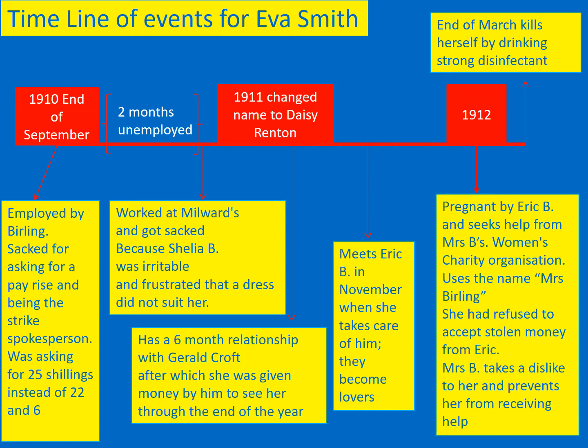So I would like you to copy this timeline of events for Eva into your books. You can set it out the way I have, or you can set it out in your own way. It's entirely up to you. But you need to know this. So whilst you're doing this, obviously press pause. When you've done this, we'll move on to the next slide.